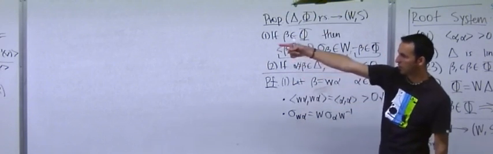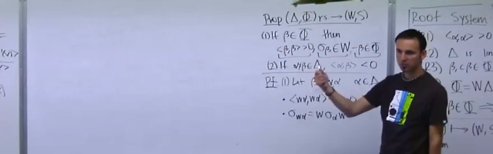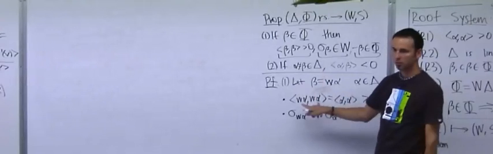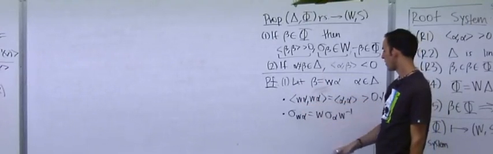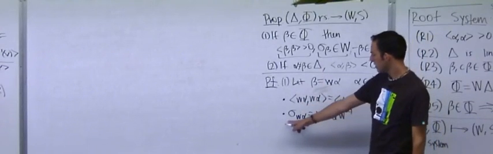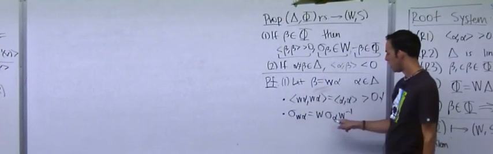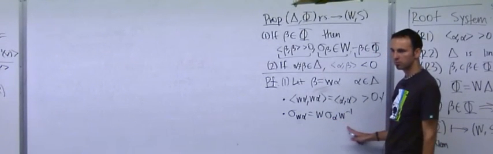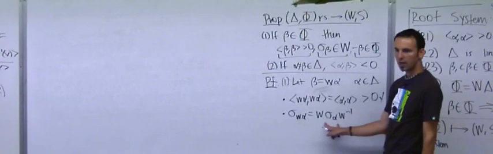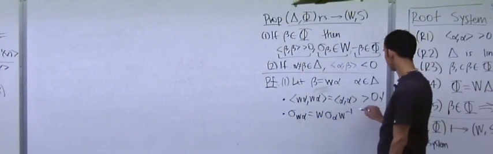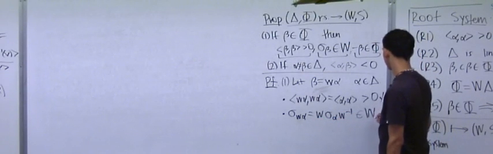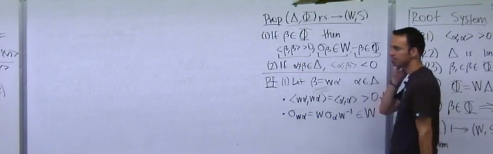Why? Because the assumption of that proposition is that W preserves the inner product. And I just told you why W preserves the inner product. So sigma W alpha is of this form, and these three things are all in the group. This is one of the generators of the group, and I assumed that W was in the group. So that means that this is in the group. Okay.